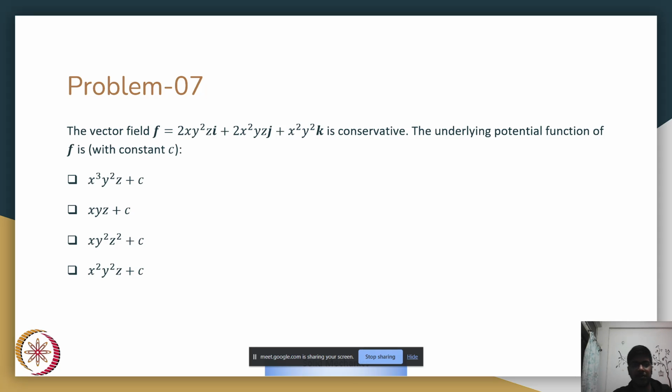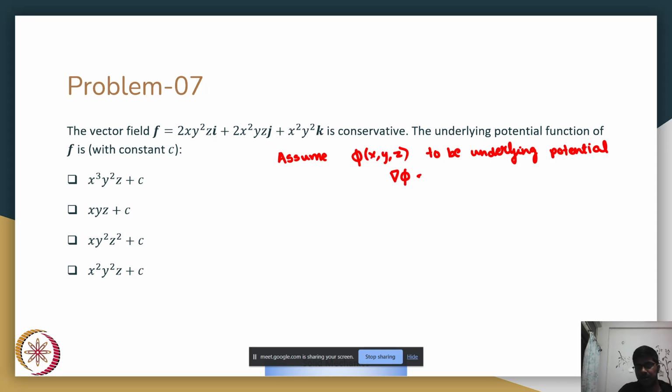The next problem is we have been given a vector field F of x, y, z, and we have been told that it is indeed conservative. And now we want to find the underlying potential for this particular field. Again, we'll proceed with the same method. Like the first method, we'll assume phi of x, y, z to be the underlying potential. This essentially means that grad phi is equal to F.